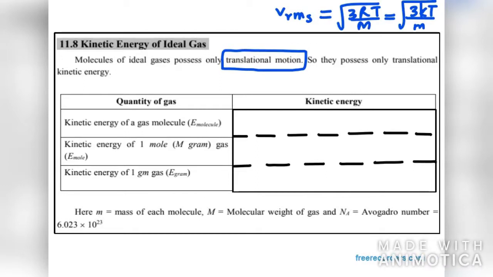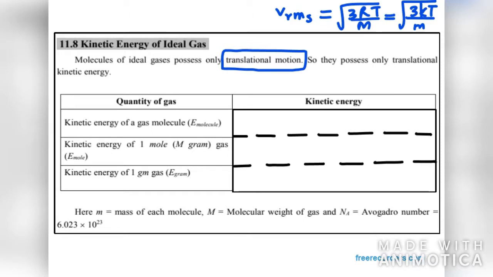Hello all, let's start with the kinetic energy of an ideal gas. You must know that molecules of an ideal gas possess only translation motion. Now the question is what translation motion is. Translation motion depicts the motion when an object is moving in a straight line. Whenever we take into account an ideal gas, we have to consider that it is in translation motion. There is no other motion dependent.